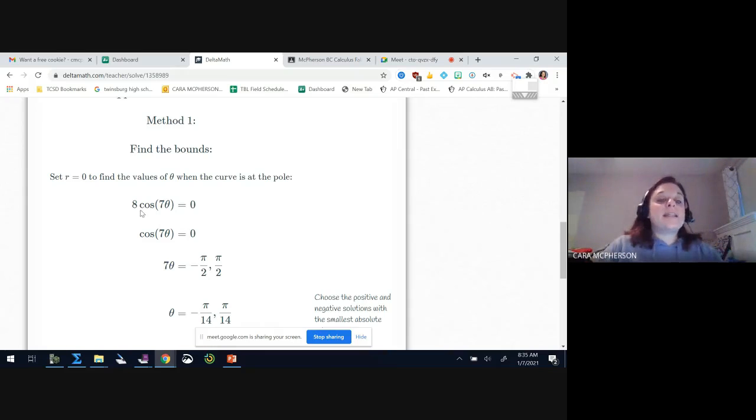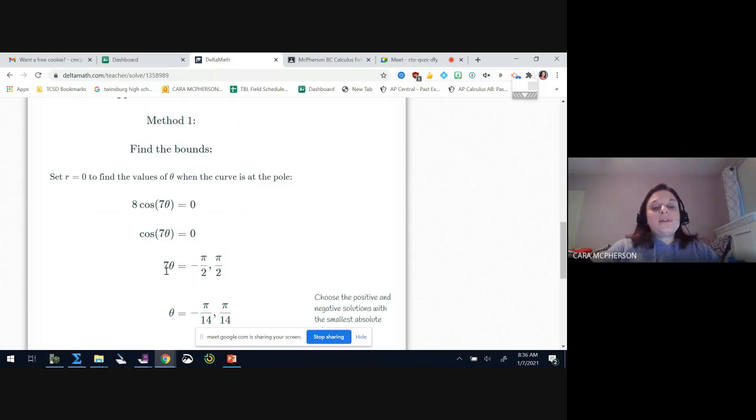To do that, you're going to set the equation equal to 0. So you're going to set 8 cosine 7 theta equal to 0. Obviously, the 8 doesn't matter. It's basically just saying when does cosine of 7 theta equal 0. You do need to know when cosine equals 0 and when sine equals 0. So cosine is going to equal 0 at pi over 2, at negative pi over 2, at 3 pi over 2. I mean, really, it happens over and over again. As long as you know the first couple, you're good. Sine will equal 0 at 0, at pi, at 2 pi. So knowing those basic unit circle values for sine and cosine helps.